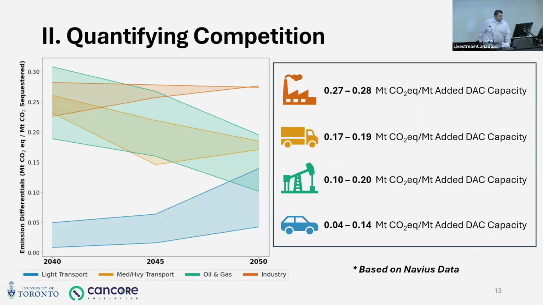So after identifying where competition exists, we move to quantify it. Specifically, we asked, how much do emissions in each sector increase per unit of added CDR?